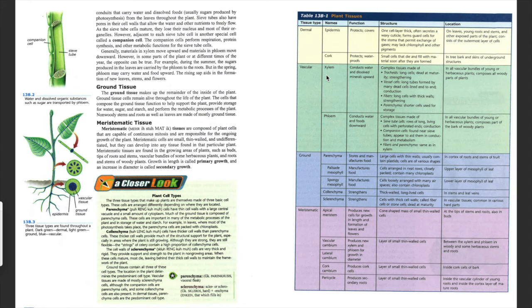Xylem and phloem are examples of what type of plant tissue? Vascular, right? If I said the parenchyma or the spongy mesophyll are examples of what type of tissue? Ground tissue. And vascular cambium is an example of what? The meristematic tissue, okay? So you need to understand that.